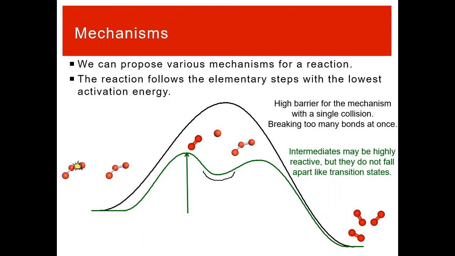Now you'll note this barrier for the second step is very short. It's very low to go up above this second hill. That's a tendency for intermediates. Those secondary reactions tend to go pretty quickly. And that's how this actually works.